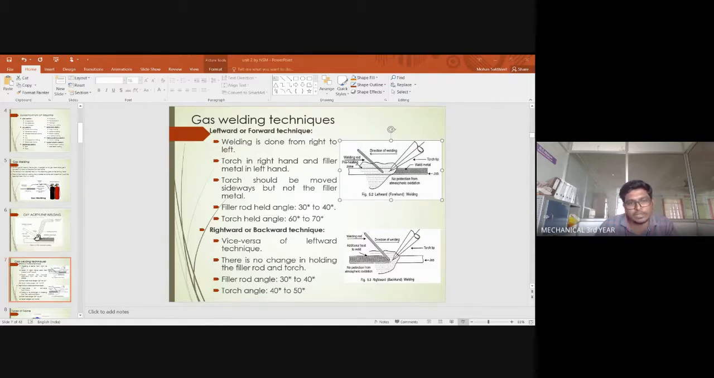Okay, that you can see over here. The flame is blue in color and used for welding stainless steel, cast iron, copper, and aluminum. Okay, this particular flame is used only for welding this type of material. So we have stainless steel, cast iron, copper, and aluminum. Okay, so we will move on to the next point.